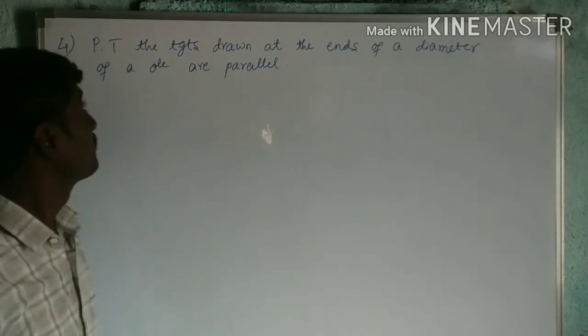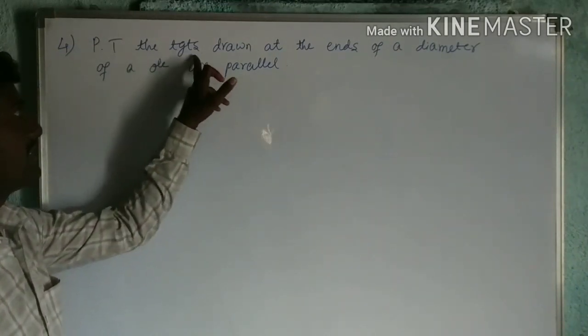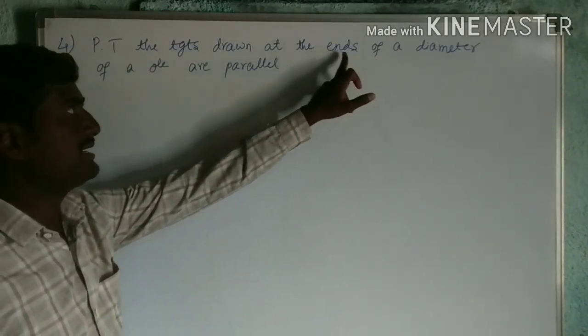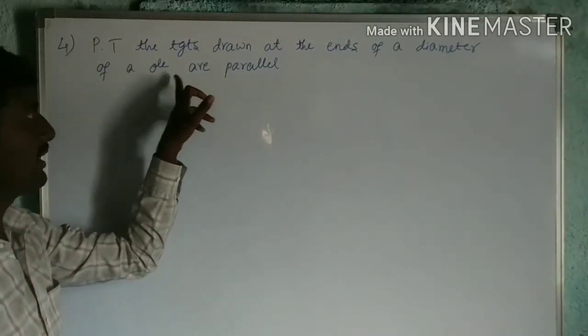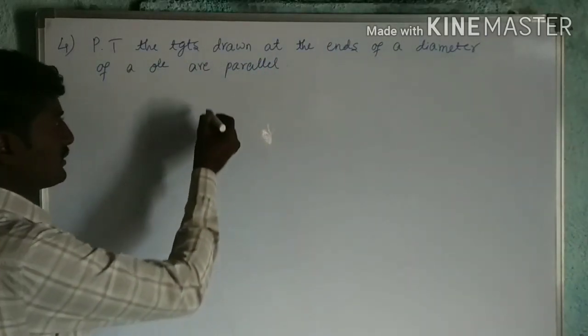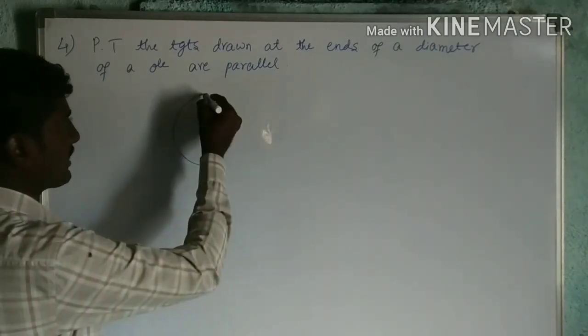Next, fourth question. Prove that the tangents drawn at the ends of a diameter of a circle are parallel. So first we shall draw a circle.